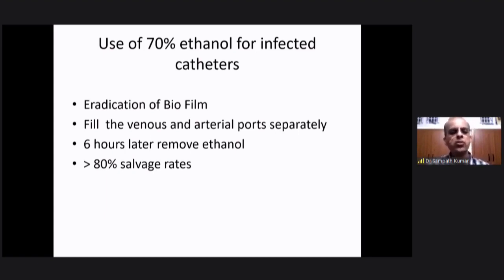This is very useful for eradication of the biofilm, especially when a tunnel catheter patient has recurrent rigors. In these patients, you can fill the venous and the arterial ports separately, and 4 to 6 hours later, you can remove the ethanol, and then we are able to have more than 80% salvage rates of the biofilm infected patients. So I think this is again a very useful method. I don't think I have seen a publication of this, but it has worked very well in my unit. So I think I'll stop here and then field the questions.